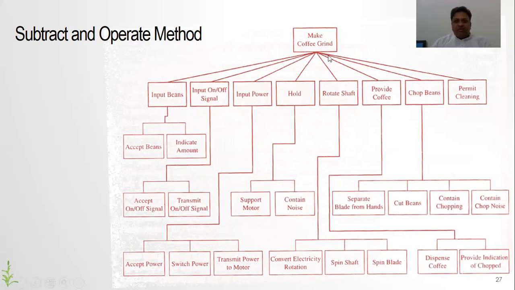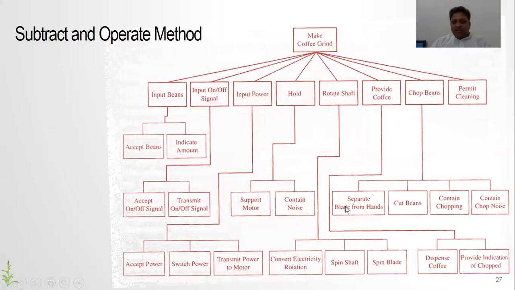Here, the objective is to make ground coffee. In that: input beans, input on-off signal, input power, hold, rotate shaft, provide coffee, chop beans, and permit cleaning. These are the activity sequence of operation. If you break up the activities, input beans means accept the beans and indicate amount. Input on-off signal means accept the on-off signal and transmit the on-off signal. Input power means accept the power, switch the power, and transmit the power. Hold means support motor and contain noise. Rotate shaft means convert electricity, spin shaft and spin blade.